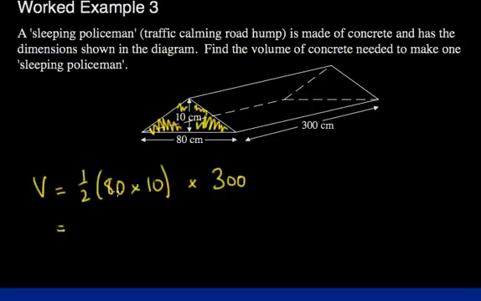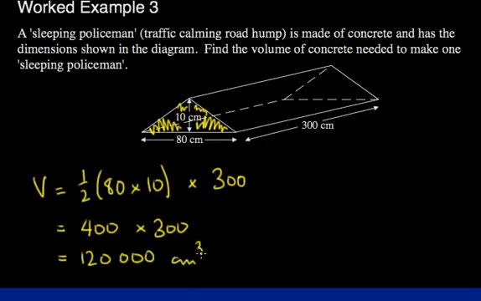I can halve the 80 to make 40. 40 times 10 is 400, and then multiply that by 300. This would give you 120,000 centimeters cubed. Simple, really, but now it's your turn.